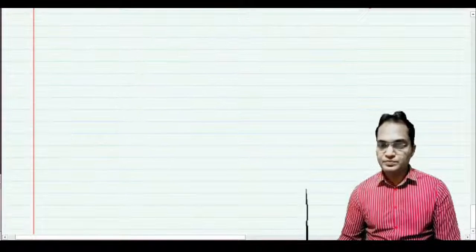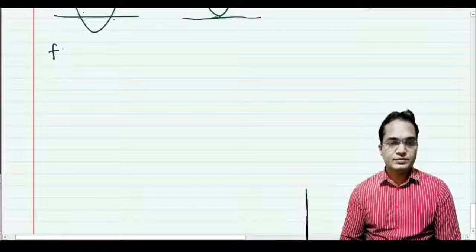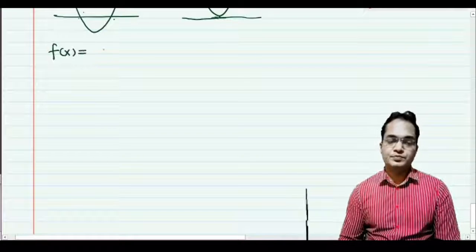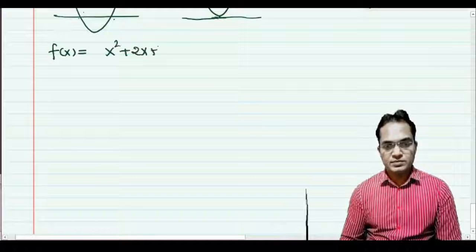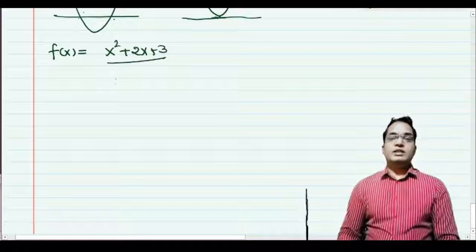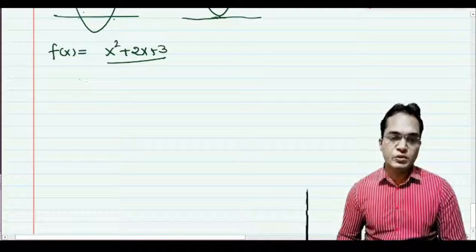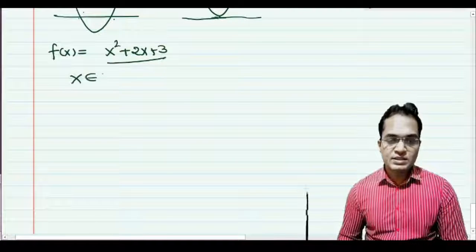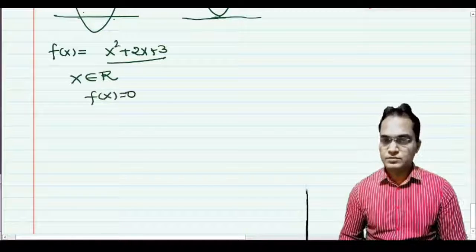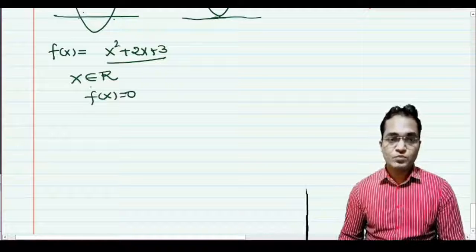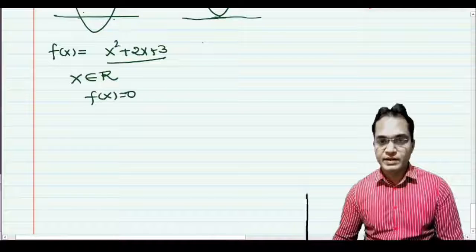Let's get some more examples. One more example. Let f(x) equal to, you can say, x square plus 2x plus 3. Listen, there will be no real x, or you can say there is no x belonging to real for which f(x) is 0. You can check it. Then how can we draw the graph of this f(x)? The graph of this f(x) is like this.